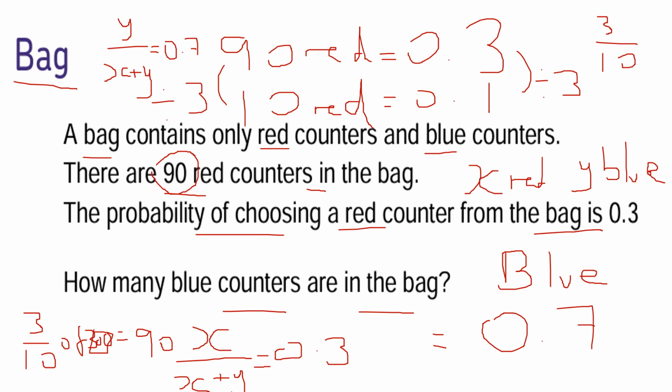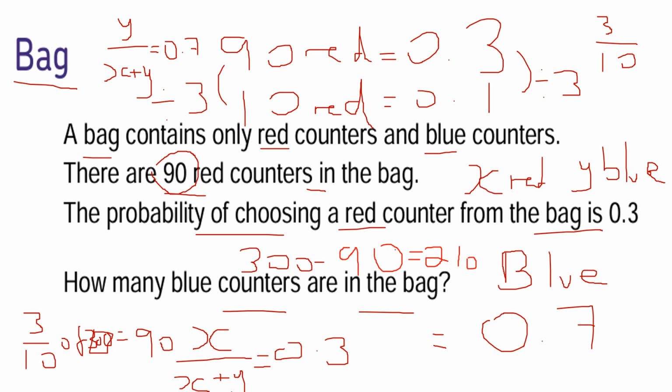So that means there are going to be 300 minus 90. So 300 minus 90, we get 210. Let's just check that. 7/10 of 300.